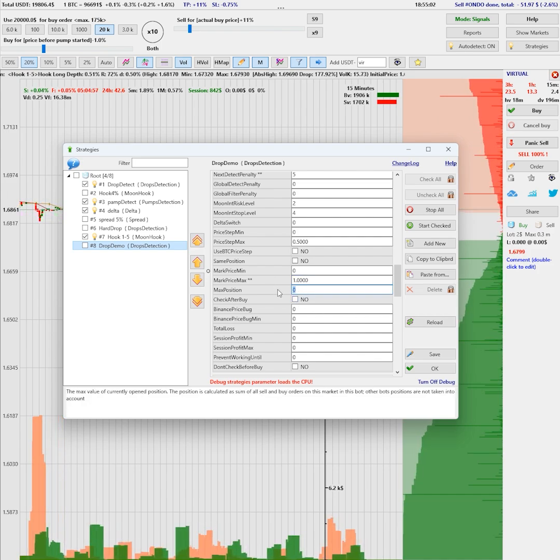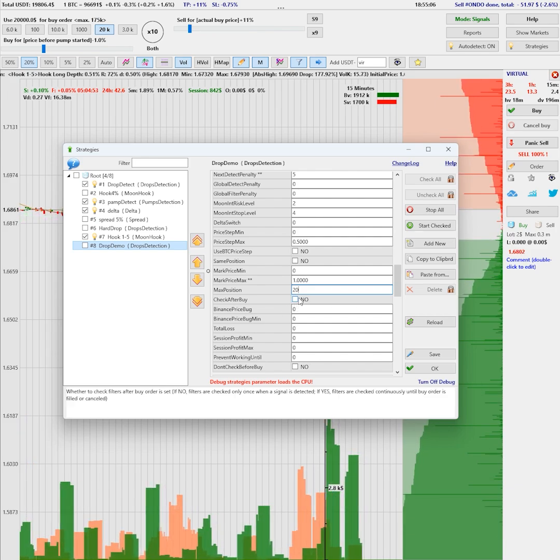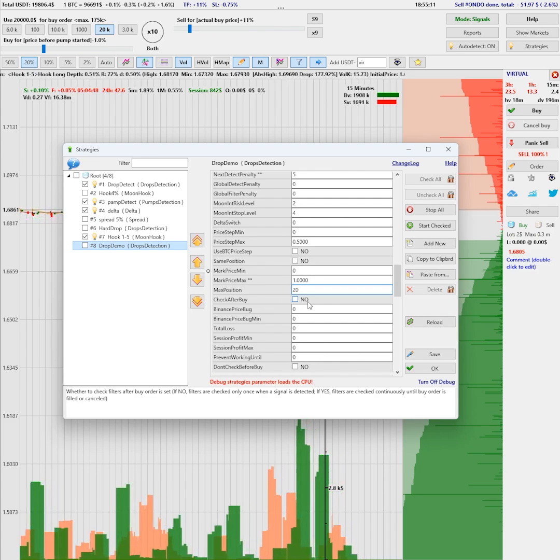Max position. Let's say max position is going to be $20 for the purposes of this demo. Check after buy. This one is important.